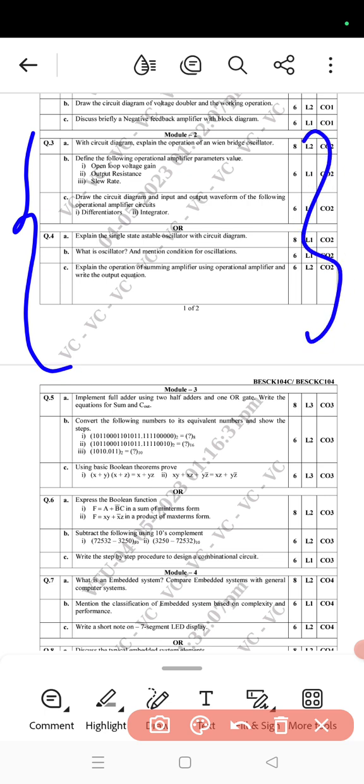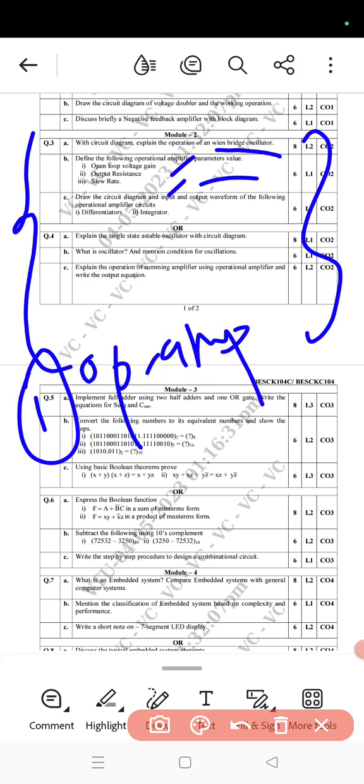It is with respect to the oscillators. In that, Wien bridge oscillator, and here amplifier parameters: open loop voltage gain, output resistance, slew rate. They may be giving the op-amp question here. That is very much sure, one op-amp question they will give. Next is oscillator they will give.